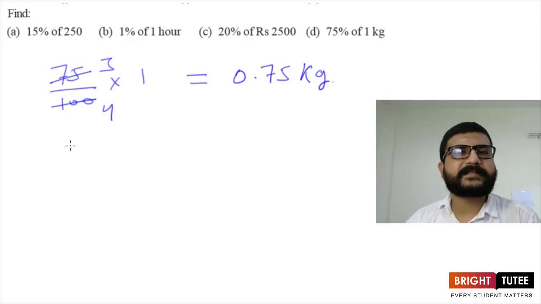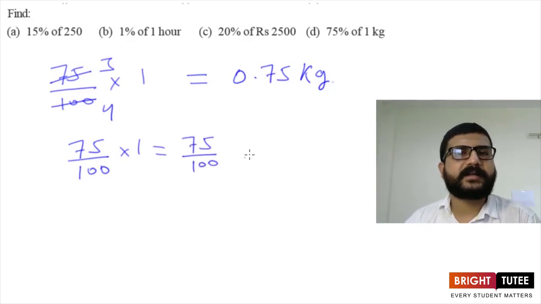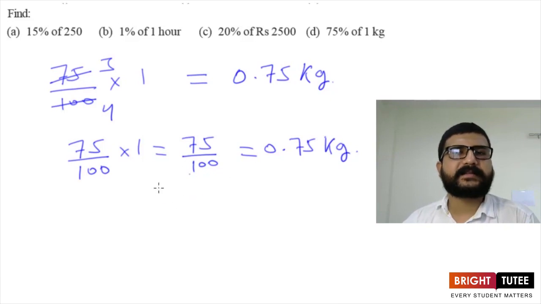Or from here itself we can directly say this is 75 upon 100 into 1. So this will be equal to 75 upon 100. Now from here also we can say this is 0.75 kgs. We can do it like this also.